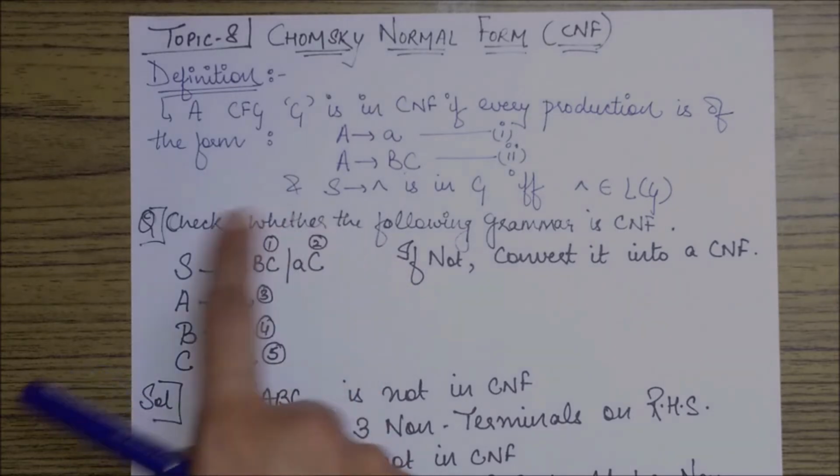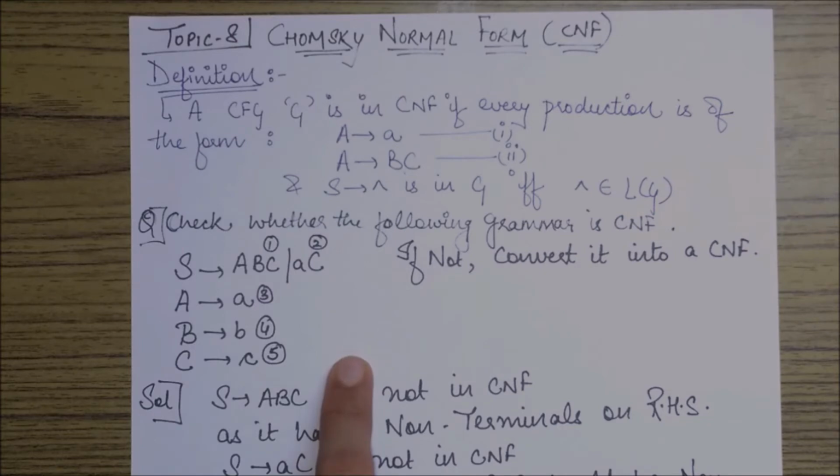We have a grammar given to us and it has 5 productions. These are the productions written. Now we'll be checking each and every production and identifying whether the productions are in the given format of a CNF or not, and the ones which are not in CNF, we'll eventually convert them into a CNF.